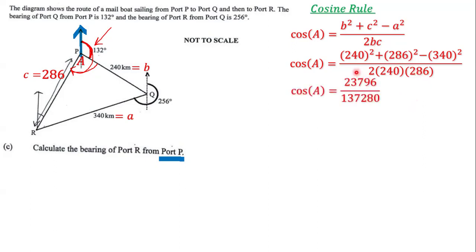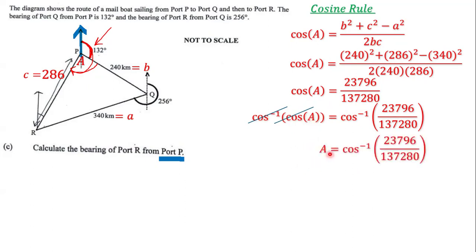Next, we say 240 squared plus 286 squared minus 340 squared, we get 23,796. And we divide that by 2 times 240 times 286, which gives us 137,280. We don't divide them yet. We keep the fraction as such, but we take the cosine inverse of both sides. This cosine inverse will cancel with this cosine, leaving us just with the angle A.